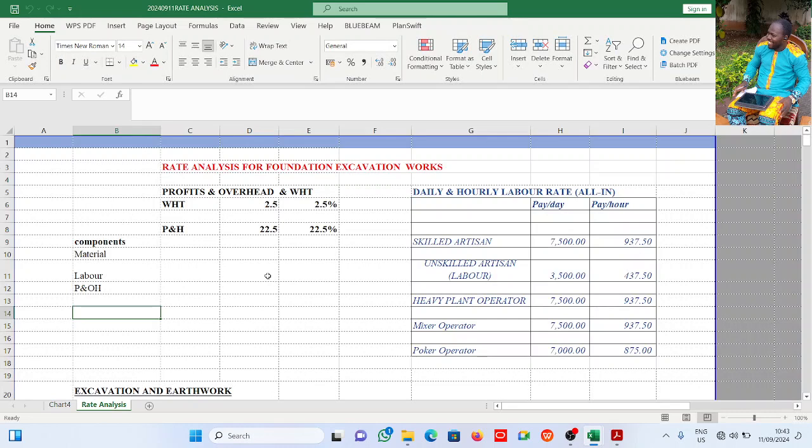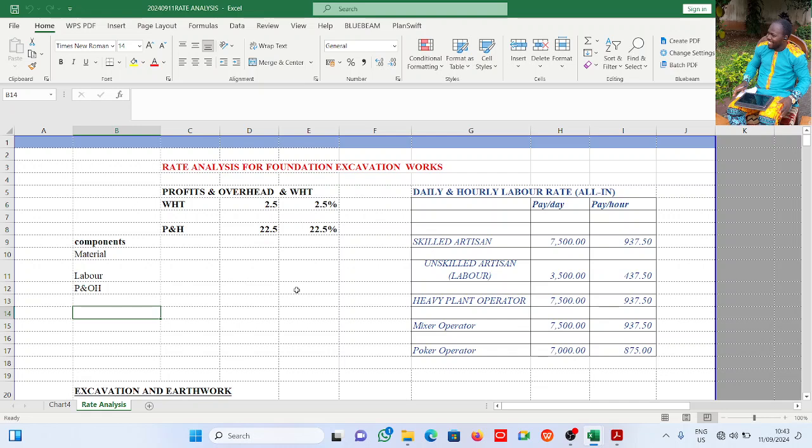Now, in this video, I'll be taking you through how to prepare rate analysis for different items of work. We'll be breaking this into different parts because there are so many items that rate analysis is prepared for. So whichever parts we can cover, we'll do as a guide.